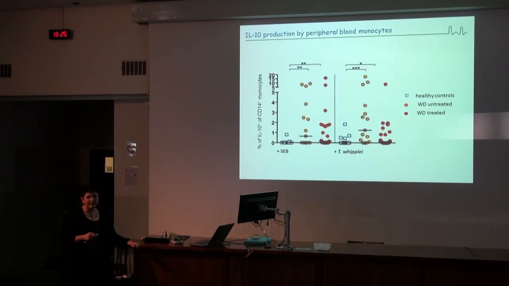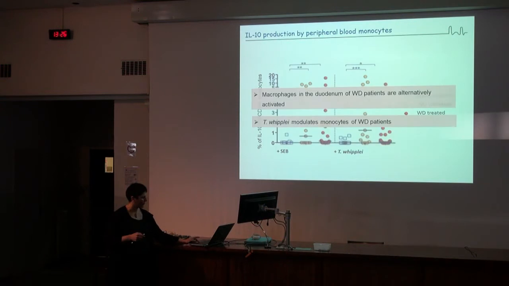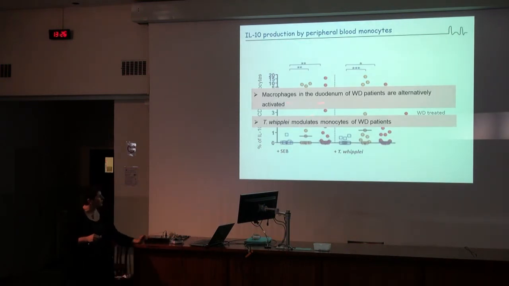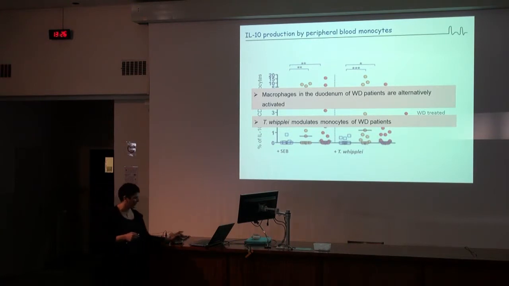And when we look at the IL-10 production directly in the monocytes, we see that upon stimulation with polyclonal stimuli and also with Tropheryma whipplei, the monocytes of Whipple disease patients are able to produce IL-10, whereas the monocytes of healthy controls are not able to produce IL-10. So we can conclude that macrophages in the duodenum of Whipple disease patients are alternatively activated, and that would modulate the monocytes of the Whipple disease patients.